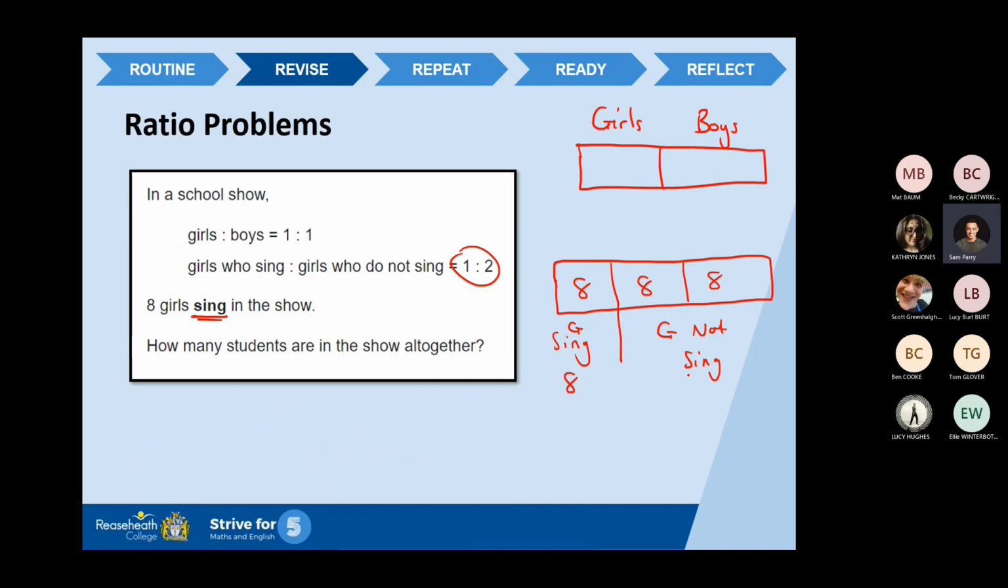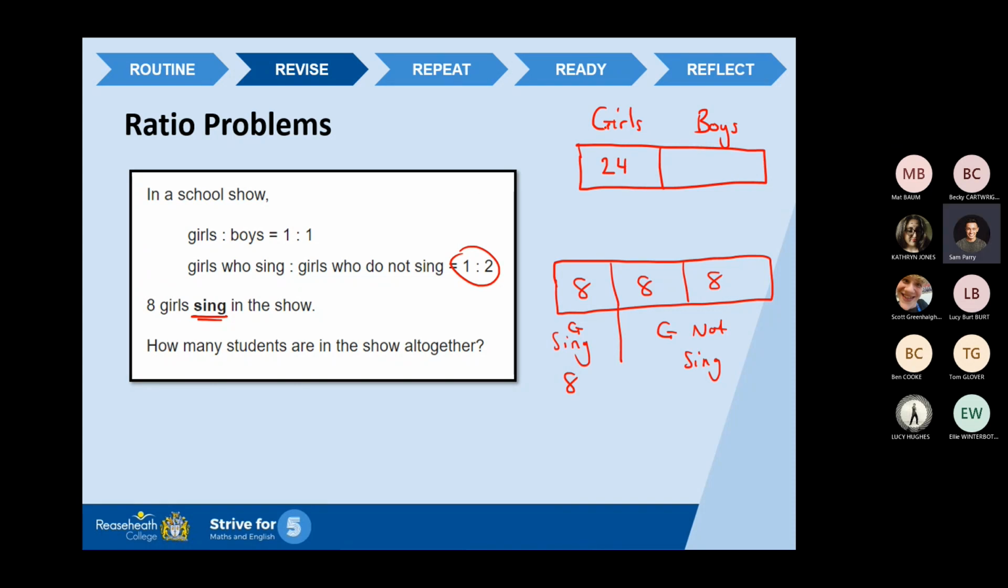I'm going to come to the chat for this. I'm going to be lazy. How many girls are there in total then? I've got 8 who do sing and 16 who don't sing. How many do I have in total? What are you guys thinking? 24. Excellent.